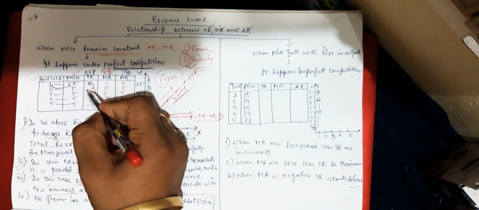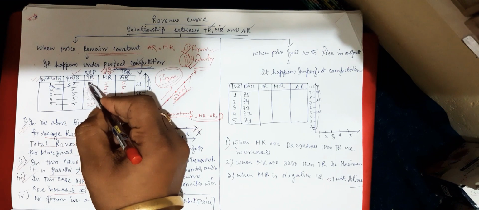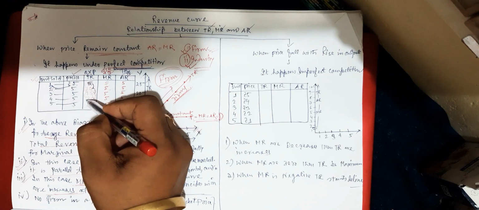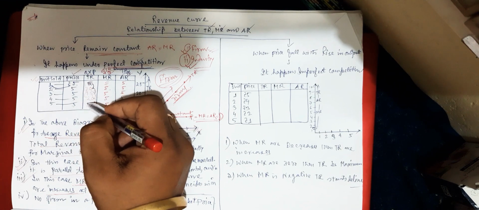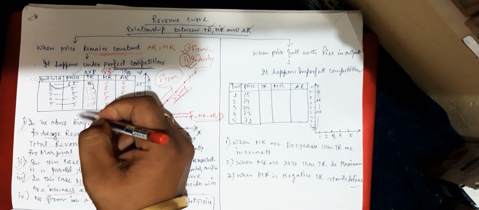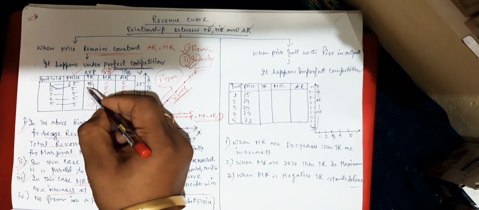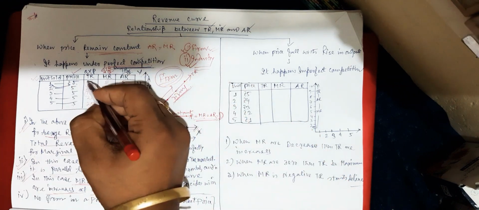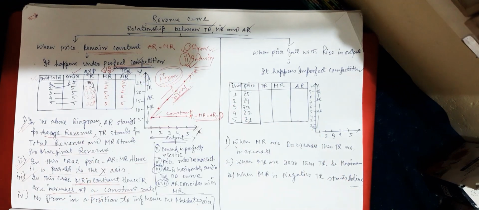It is not like in the first unit sold, TR increases by 7, the next unit sold, TR increases by 15, next 25, next 35. Not like that. It is a proportionate rising, at a constant rate. The rate is constant, fixed.